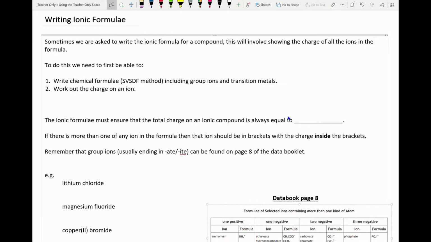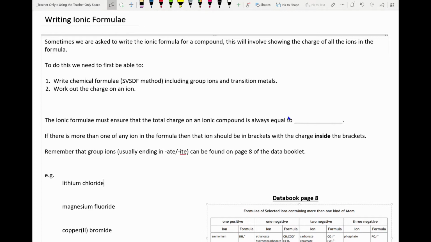Hi everyone, so in this video we are going to be looking at the skill of writing ionic formulae. Sometimes in an exam or a test you might get asked to write the ionic formula for a compound. This is going to be based on a couple of skills that you hopefully have already mastered, and if not, this is maybe a good opportunity for you to practice these before moving on.